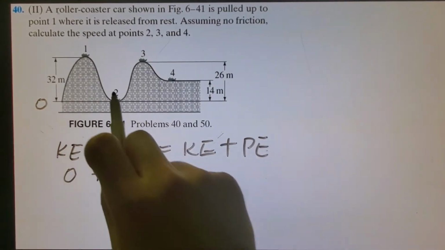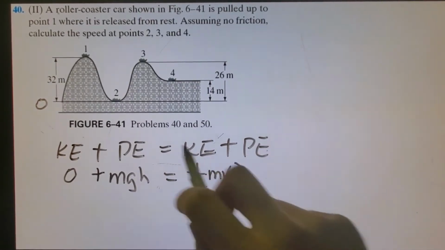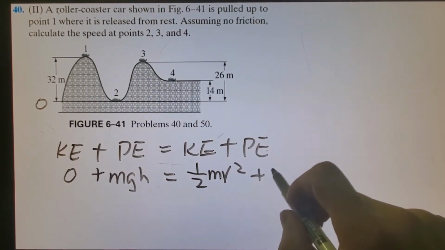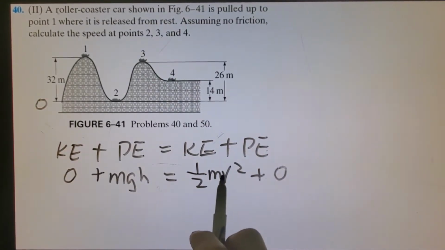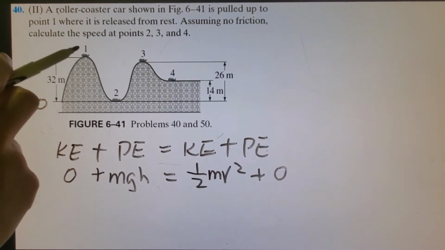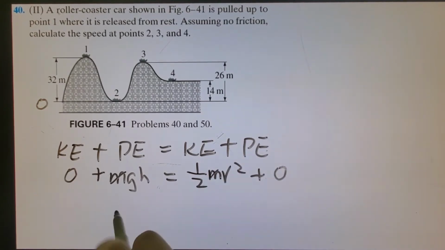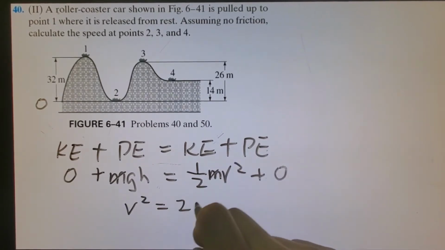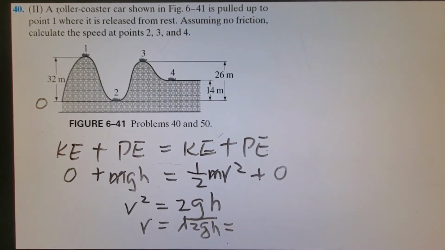Kinetic energy at point two is half mv squared. And potential energy, because it's over here, is 0, so plus mgh, that is 0. That means mgh is equal to half mv squared. So we convert all the potential energy to kinetic energy. I cancel m on both sides. V squared is equal to 2 times g times h, and V is equal to the square root of 2 times g times h.